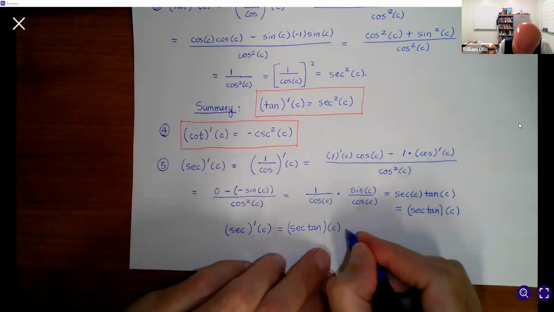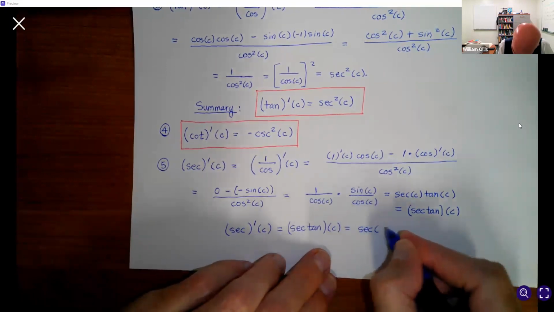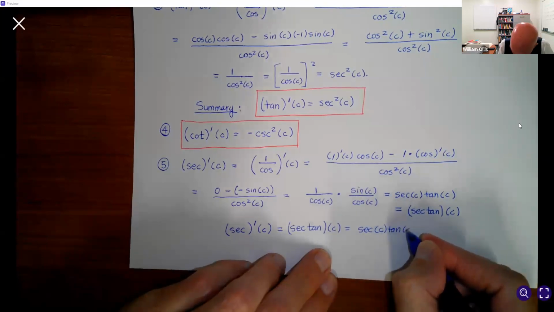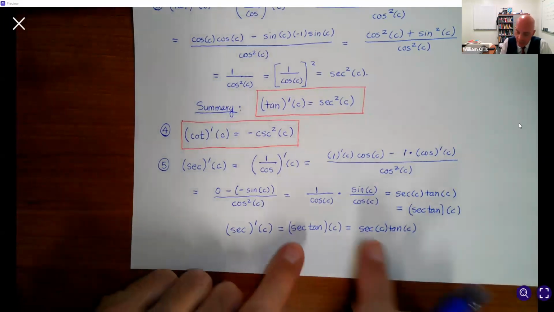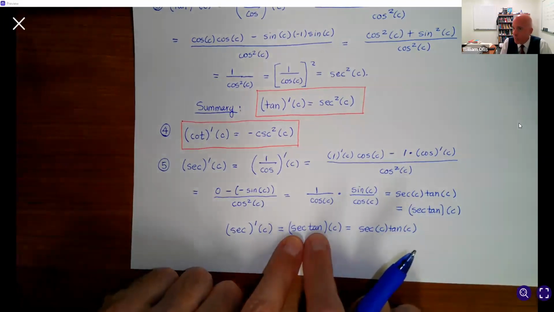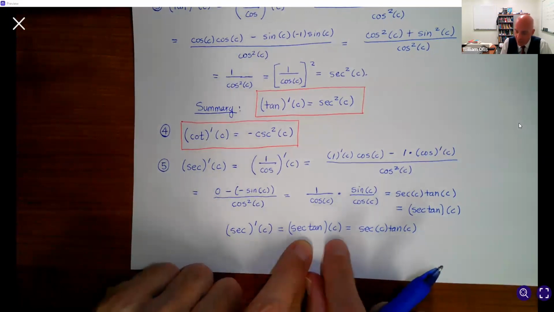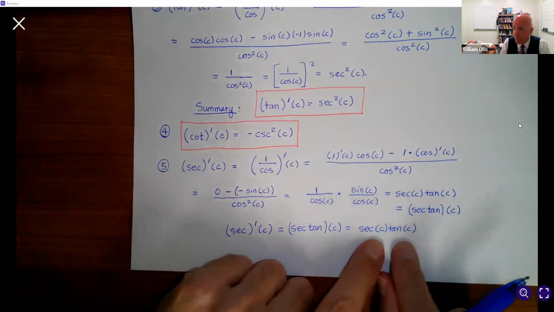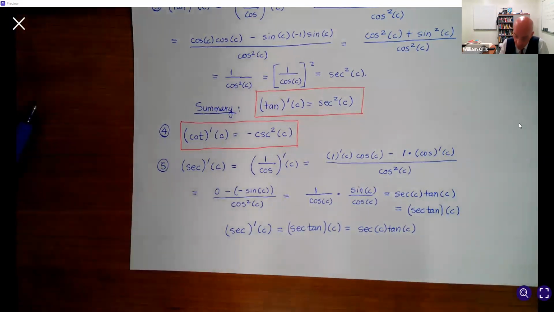Or if you like to write it as the separate factors, that's fine too. Again, we think of secant tangent as a product, and then that's like an F times a G at C. And so you evaluate secant at C and tangent at C. And so that's more in line with how we write a product of functions. And then this, of course, is just the definition. So that should be something that, again, we've used many times.